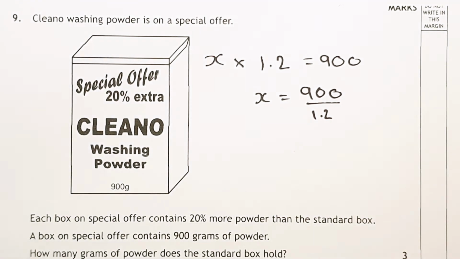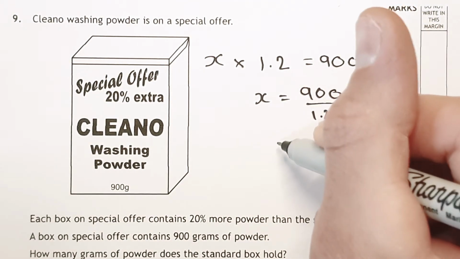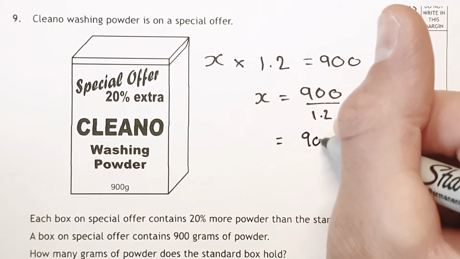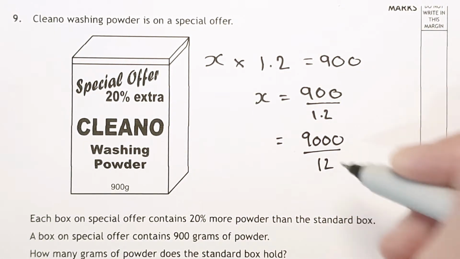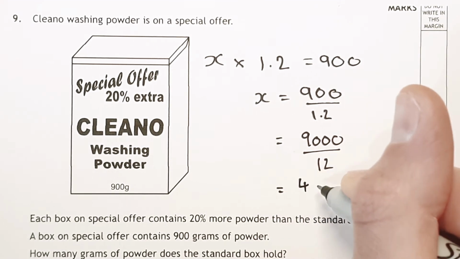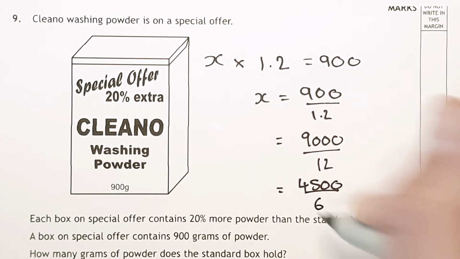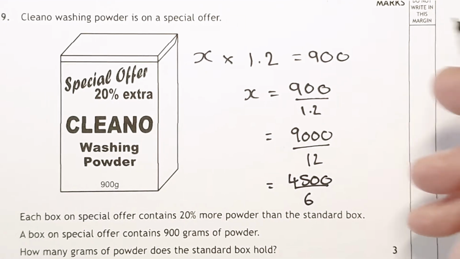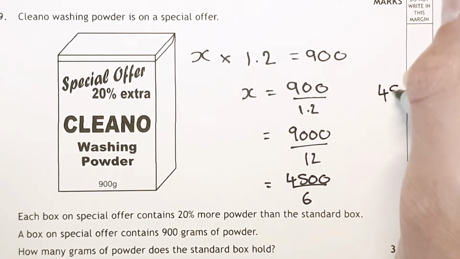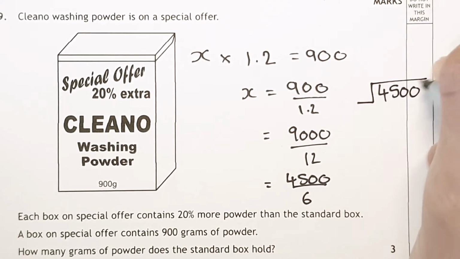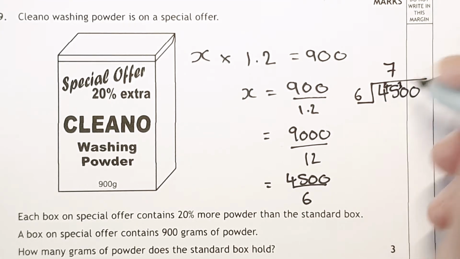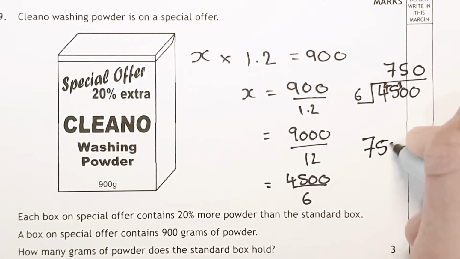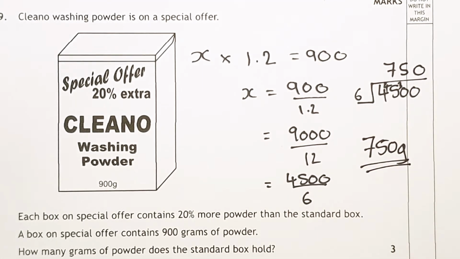Now, we could make it a bit easier for ourselves, get rid of this decimal here, by timesing the numerator and denominator by 10. So it's 9,000 over 12. We could divide them both by 2, because they're both even numbers. So we get 4,500 over 6. And we could just work that out doing a quick division calculation. So 4,500 divided by 6, 6 doesn't go into 4, carry it, 6 sevens are 42, 3 left over, 6 fives are 30, and 0, so it would be 750 grams in a standard box.